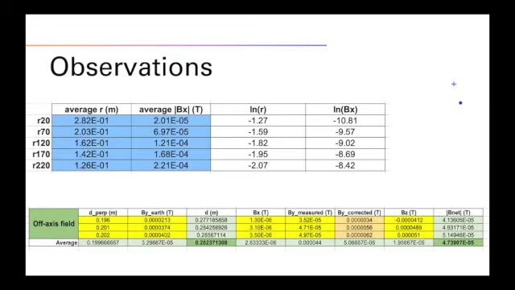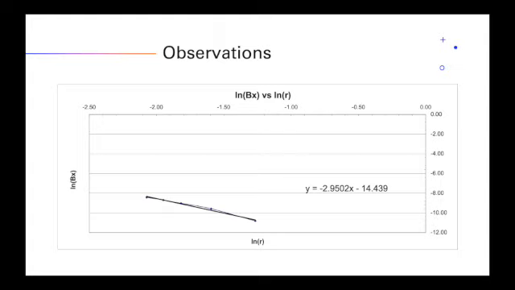After completing my experiment, I filled out the spreadsheet with the according values. Above, you can see the on-axis and off-axis values. After linearizing my results from the observations on the previous slide, this is my final graph. Using the y-intercept and the slope of this graph, I was able to calculate the magnetic moment.